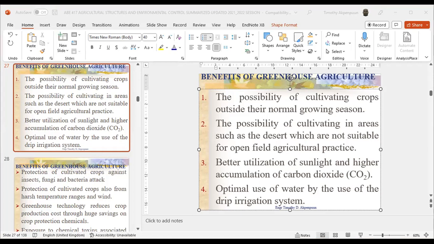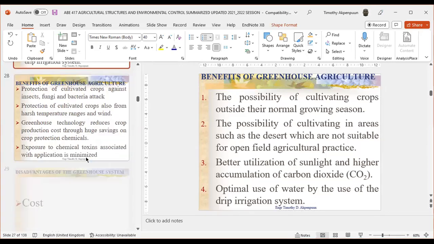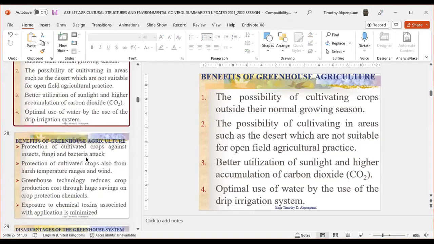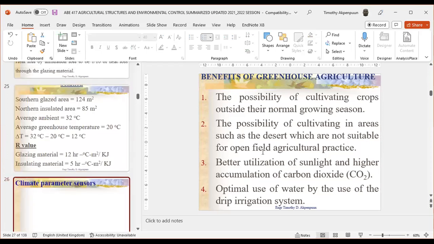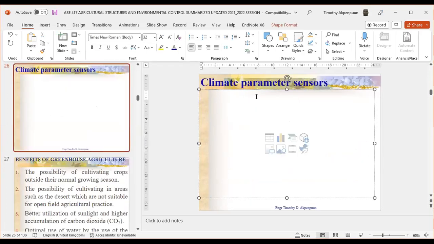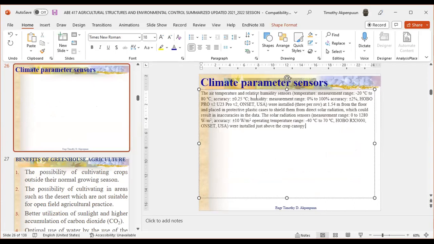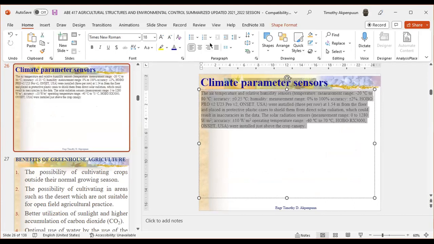You said what? I didn't get it. Come again. Okay, better utilization of sunlight and higher accumulation of carbon dioxide. In the greenhouse, you would regulate the amount of sunlight that comes in and the amount of CO2 that comes in. How? How do you utilize better sunlight inside?